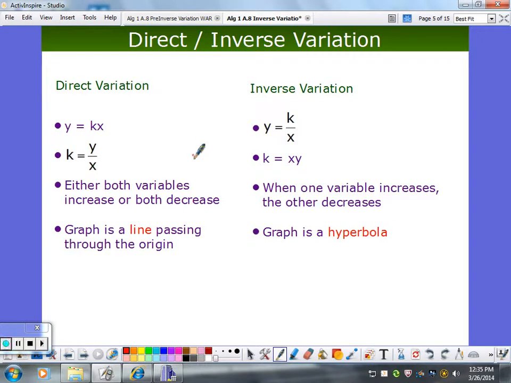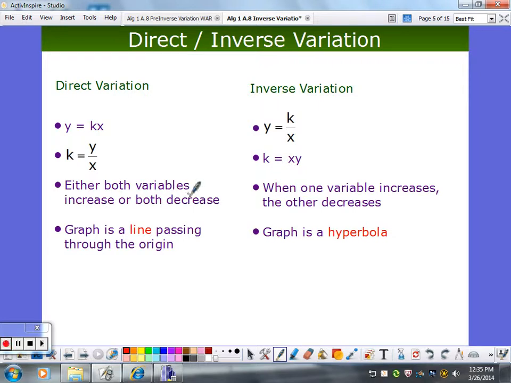Okay, so again, let's compare. Direct variation, y equals kx, k equals y over x. And you don't have to necessarily memorize that. You can always rederive your k. Right, divide by x, divide by x. With inverse, you're starting with a division, y equals k over x. So when you solve for k, you get a multiplication.